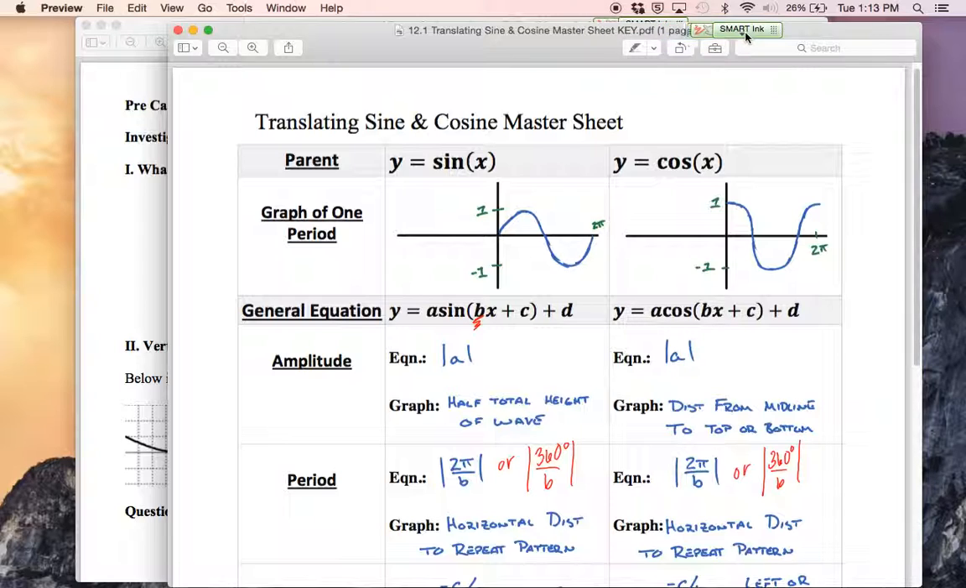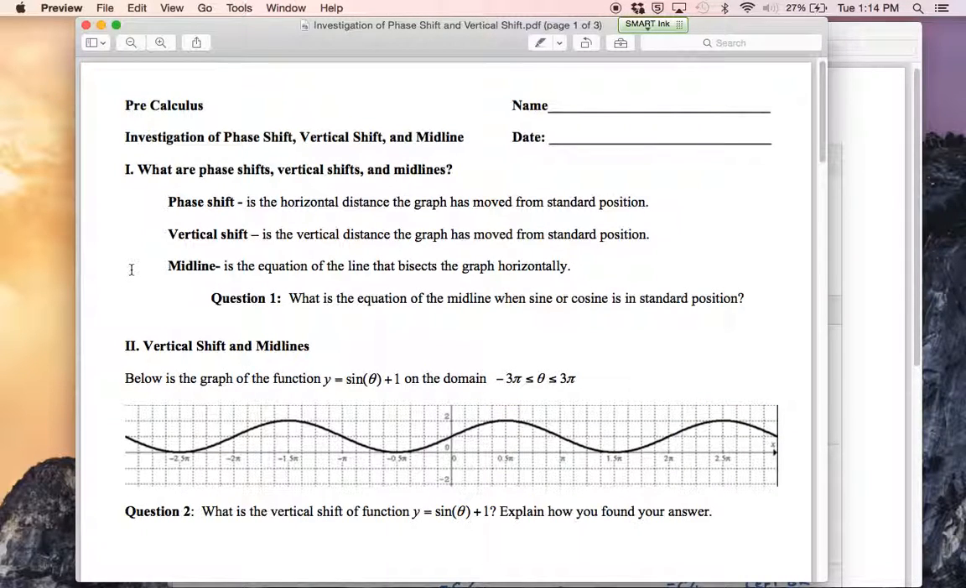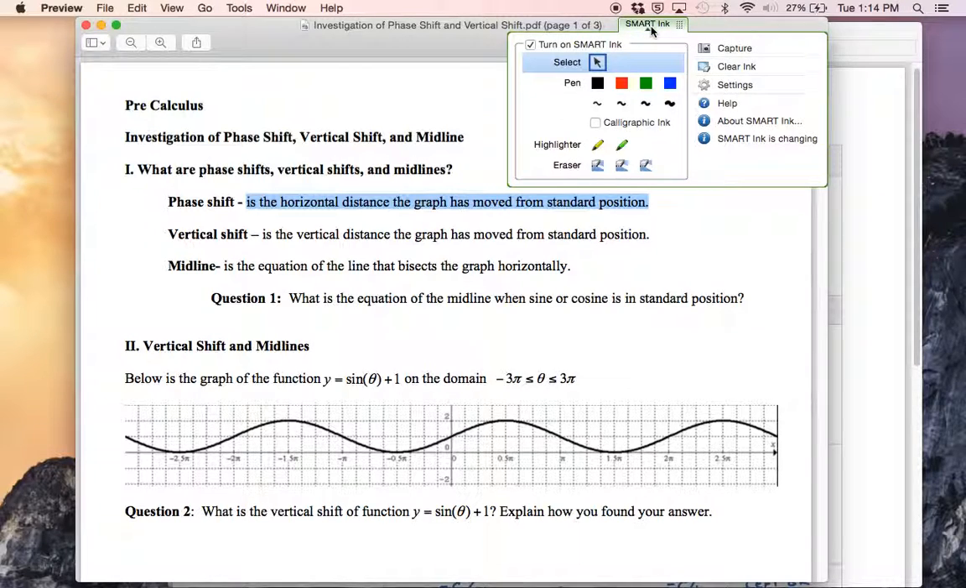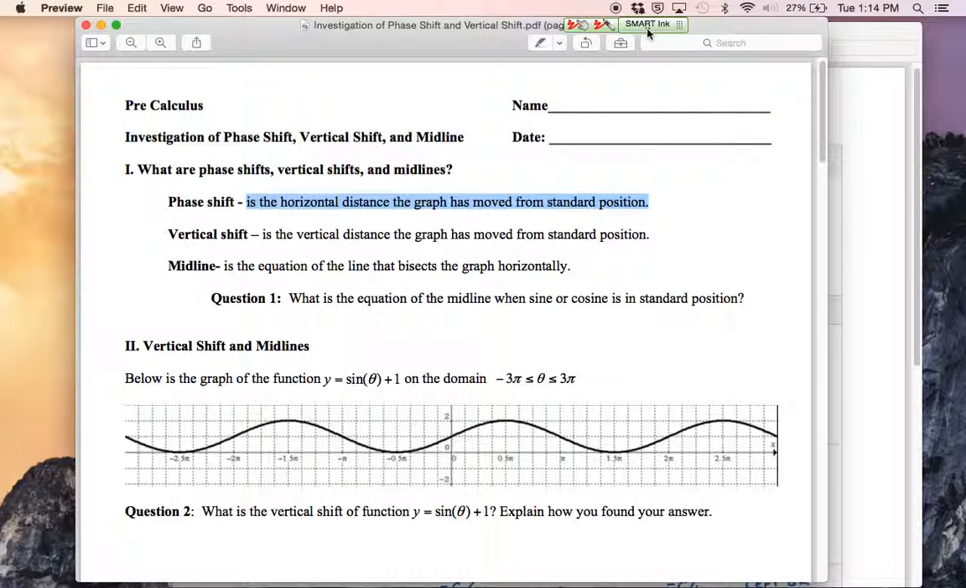Okay, so now we're going to talk about shifting. So shifting up, shifting down, shifting left, and shifting right. So what are phase shifts, vertical shifts, and midlines? A phase shift is the horizontal distance the graph has moved from standard position. So standard position is, for cosine, it looks something like this.